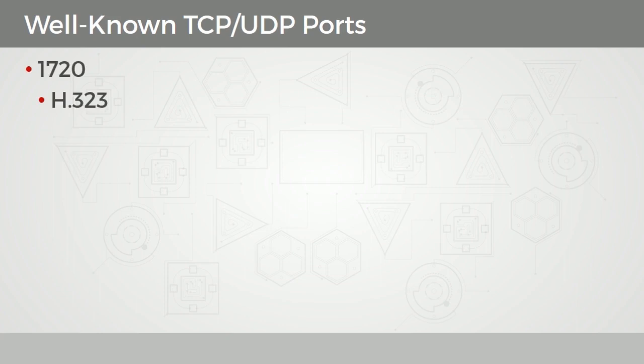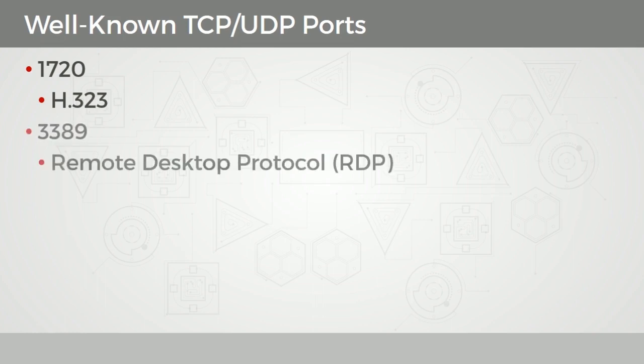H323 is basically an ITU recommended protocol that's used for audio-visual communication sessions on our TCP-based network. This particular standard, running on port 1720, is going to deal with all the call signaling and control, multimedia transport and control, and bandwidth control for point-to-point and multi-point conferencing.